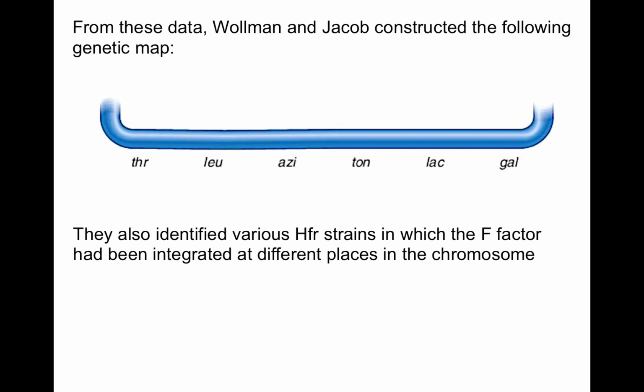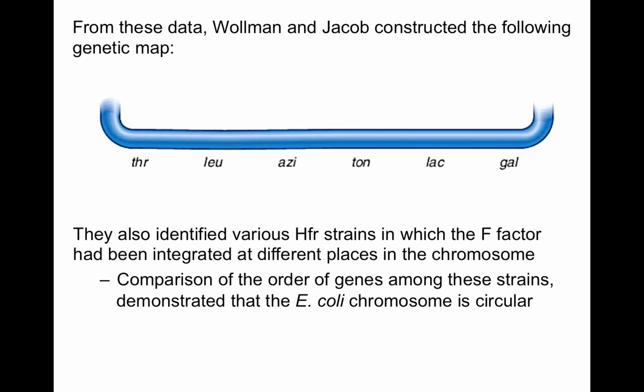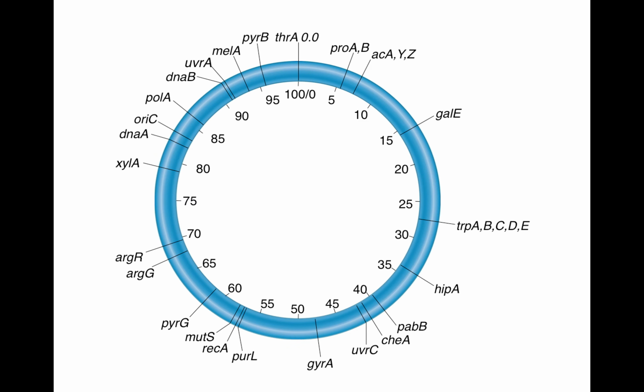They also identified various Hfr strains in which the F factor had been integrated at different places in the chromosome. By comparing the order of the genes among all these different strains, they were able to first of all demonstrate that the E. coli chromosome is circular and that this was the order of the genes. And when we refer to the position of the genes along this map, we refer to it in minutes. So at an arbitrary place for starting with 0, all of these genes are at different minutes apart on the E. coli chromosome.